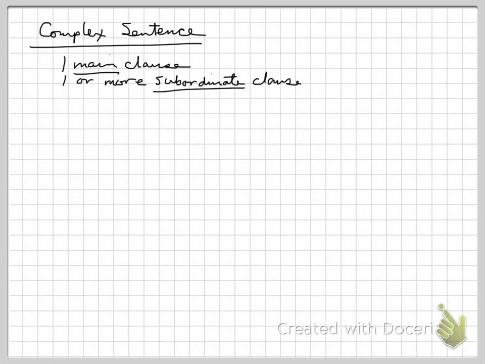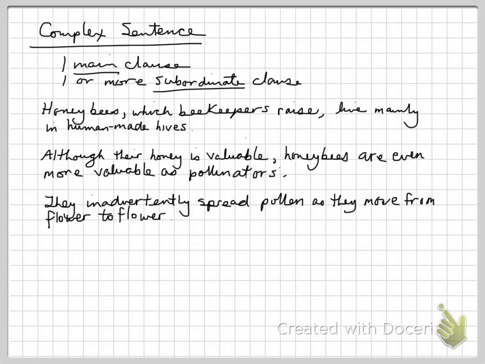Let me give you some examples. Two examples of complex sentences, again, contain one main clause and one or more subordinate clauses. Honeybees, which beekeepers raise, live mainly in human-made hives. The main clause is kind of broken up by the subordinate clause in that example. Now, I'm throwing out three complex sentences here. I know they're complex sentences because I can identify in each one the subordinate clause. Let's try to do that.